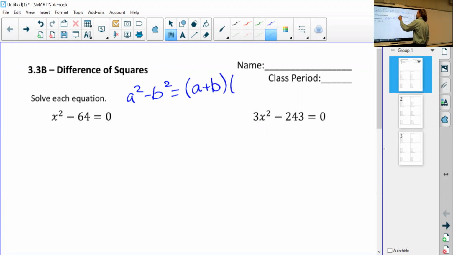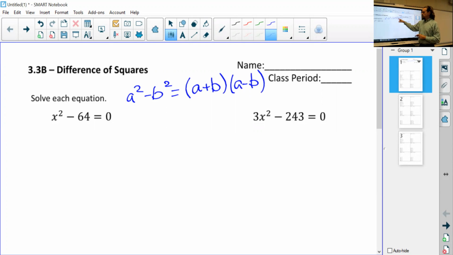Let me check my formula for a second. Good thing I wrote myself some notes. Okay, so a squared minus b squared equals a plus b times a minus b. So we notice a squared is going to be represented by x or whatever variable they pick. B squared is going to be this constant.